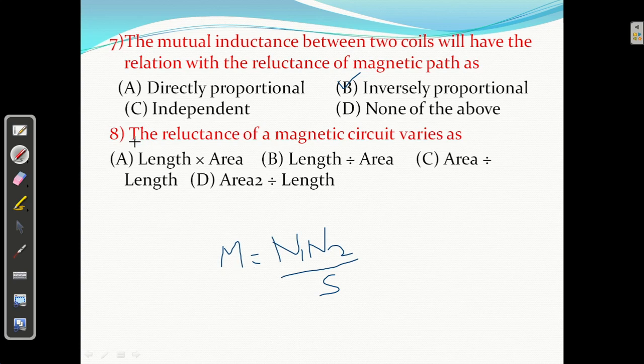Question number 8. The reluctance of the magnetic circuit varies as. Reluctance S equals L upon mu 0 mu r area. This is the formula for reluctance. So reluctance of the magnetic circuit varies as length into area? No, it is length upon area. So this B is the correct answer. Length upon area.